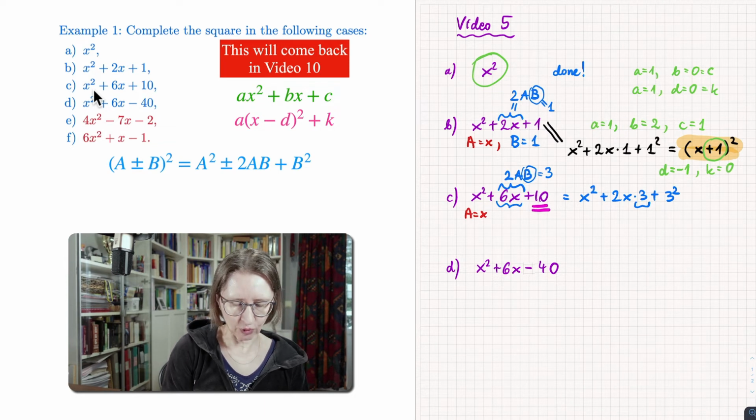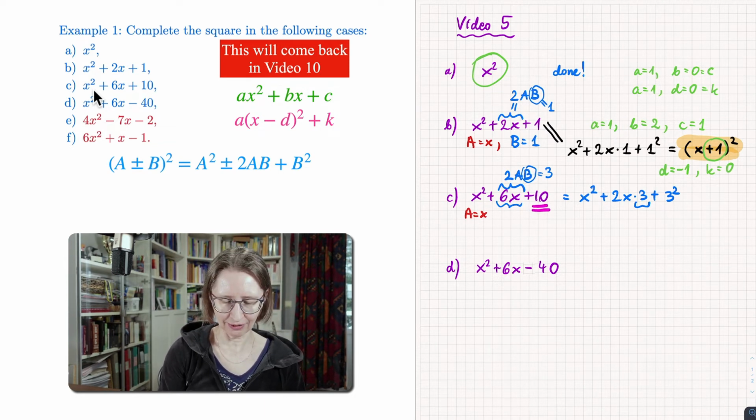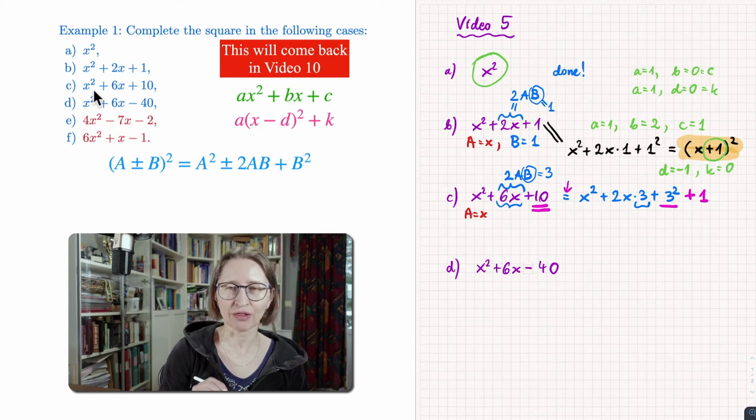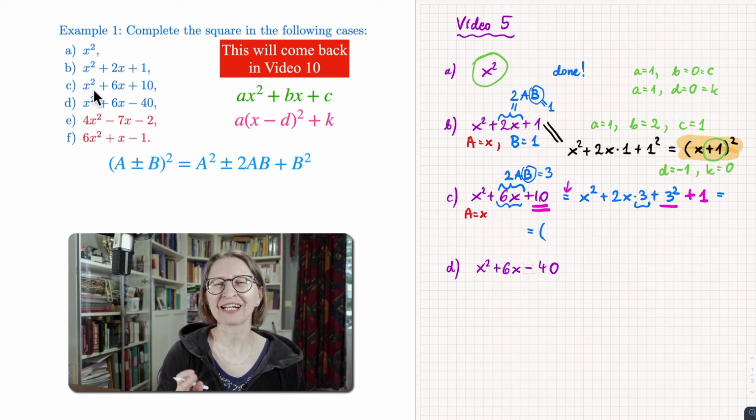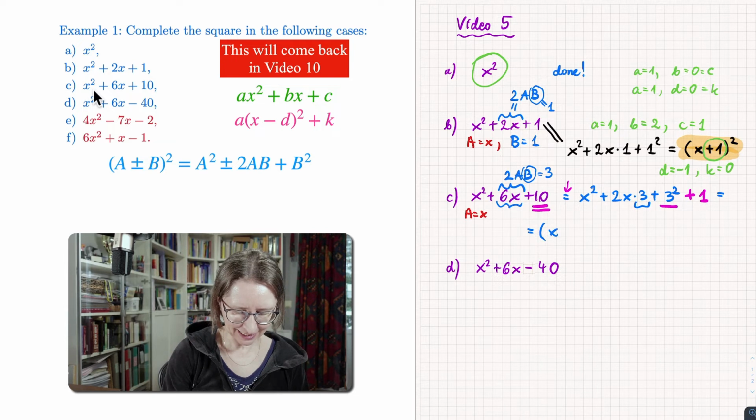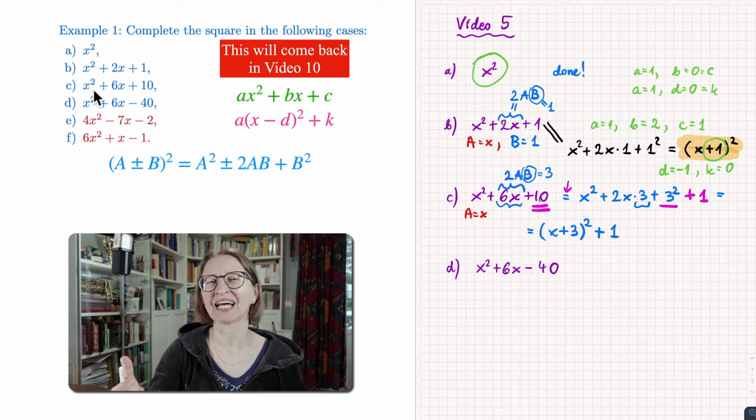Here in my formula I have plus 10 at the end, and here I have plus 9, so this means that I have to put plus 1, and then I have respected the equality sign, you see? And now I can write it in the following way. My perfect square is x plus 3 all squared, and then I have plus 1 behind this perfect square.